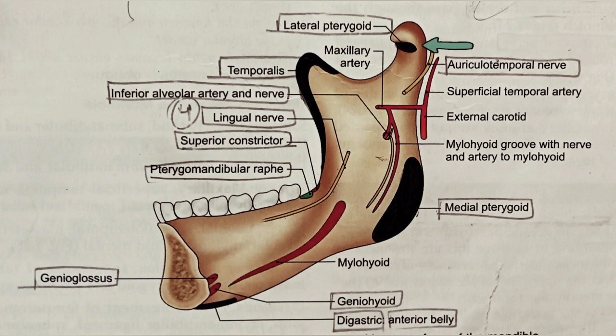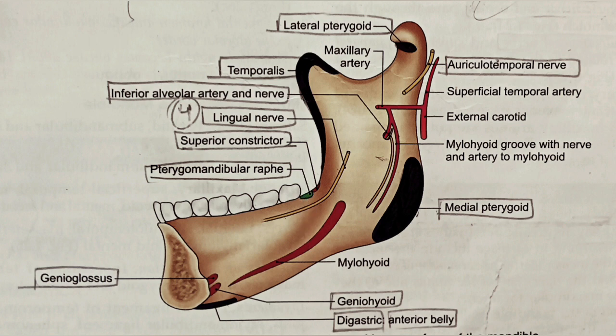The next muscle we will discuss is the lateral pterygoid muscle. The lateral pterygoid muscle is inserted into the pterygoid fovea. It is present on the condylar portion, on the anterior portion of the neck of the condyle. The next structure we will discuss is the pterygomandibular raphe. The pterygomandibular raphe is attached immediately behind the third molar tooth and is in continuation with the origin of the superior constrictor muscle. We can see in this diagram, it is present just behind the third molar tooth.